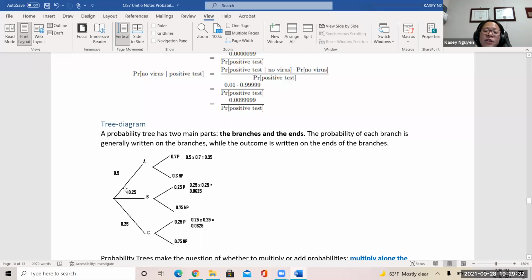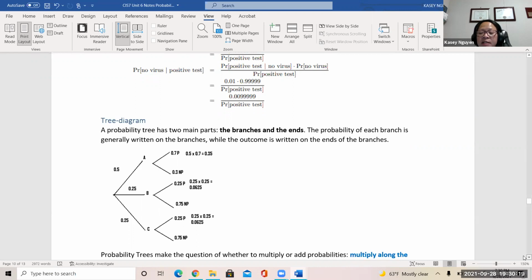So when you go down the branch from one level to the next, you will multiply. So when I go from A to this right here, I would take 0.5 times 0.7, which gives me the probability. But if I'm going across the same level branches, I would add them and they are equal to 1, just like how here is 0.5 plus 0.25 plus 0.25, which is 1. And then here, 0.7 plus 0.3 is 1. 0.25 plus 0.75 is 1.